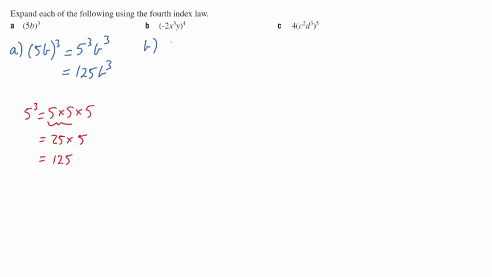For the second one, we have (negative 2x cubed y) to the power of 4. Now we've actually got three things taken to the power of 4: negative 2, x cubed, and y. So let's write them out in full. We have (negative 2) to the power of 4. I'm keeping the brackets there so that I'm not just taking 2 to the power of 4. (x cubed) to the power of 4. And y to the power of 4. I don't need brackets around the y there because it just stands by itself.